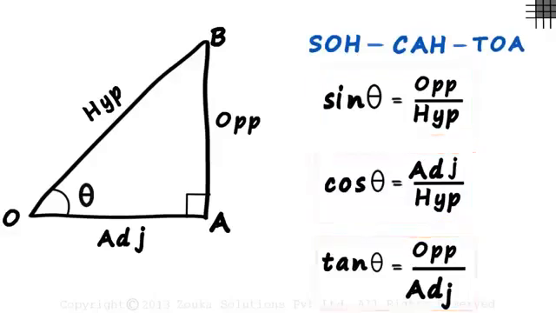But how are these three functions related to the angle theta? What happens to them when theta changes? Are they directly or inversely proportional to theta? All these questions can be answered with the help of one concept called the unit circle.